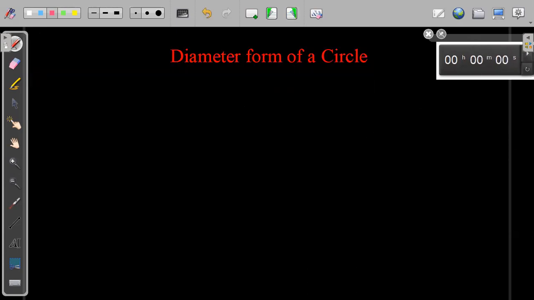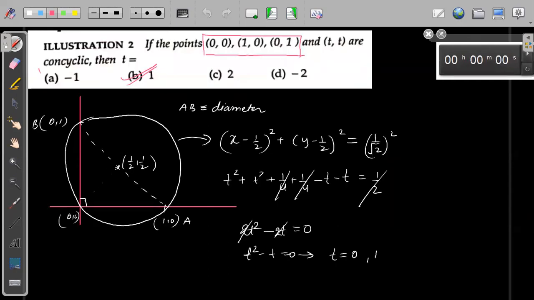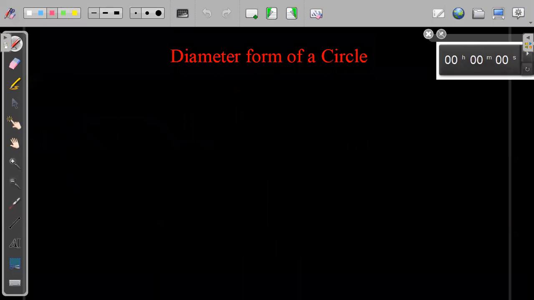Okay, now the next one. Sir, how is it 1 by root 2? Arre bhai, the circle is passing through this point, this is the radius, and this total length is the diameter. You can find this length and divide by 2, or you can find the distance between these points, which is the same thing. If you try it, you will find it.